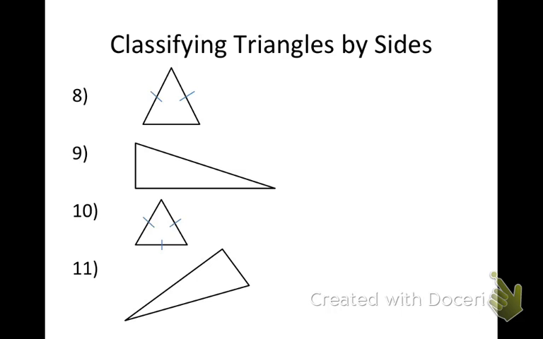Let's try these four. I'm going to classify the triangles by their side types here. So number 8, I'm looking here. These two sides are congruent. Rennie, what do you think about number 8? What type of triangle would that be? That is isosceles. I don't remember any of these words, so I wrote it down.